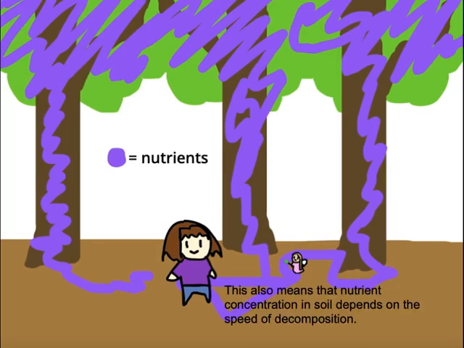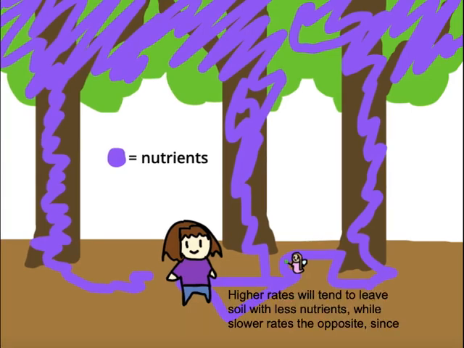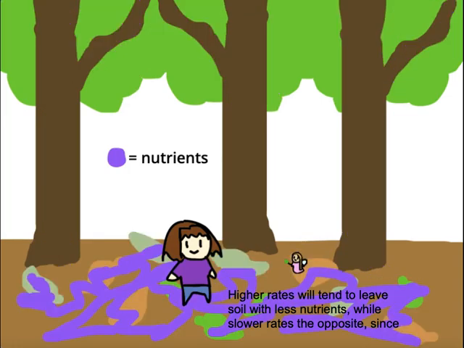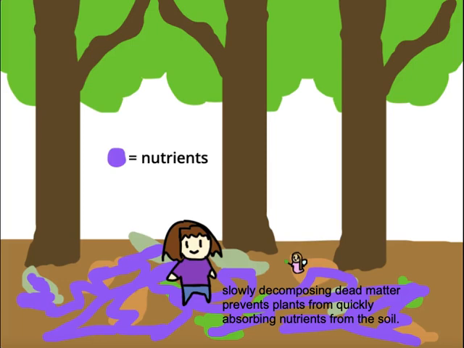This also means that nutrient concentration in soil depends on the speed of decomposition. Higher rates will tend to leave soil with less nutrients, while slower rates do the opposite, since slowly decomposing dead matter prevents plants from quickly absorbing nutrients from the soil.